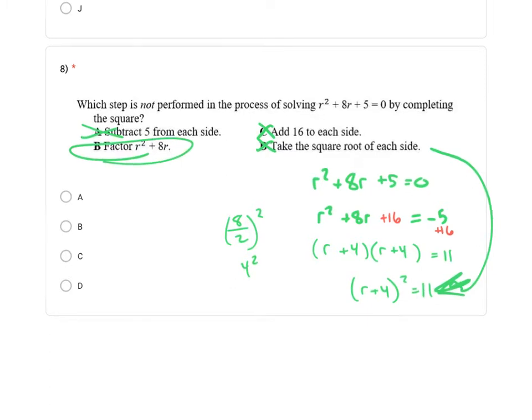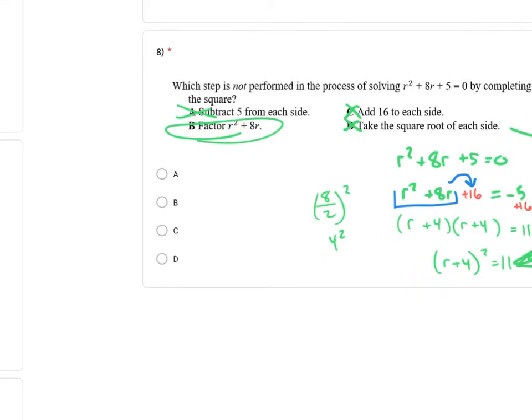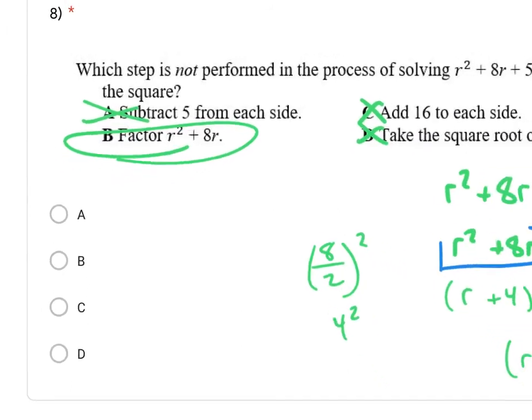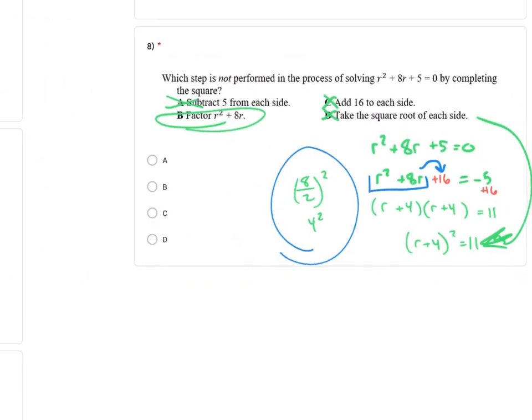We don't factor this right here. We don't factor it because we have to wait to find what that number is first before we factor. So you never just factor a two-term piece when completing the square. You have to use your formula to find that missing number there in red and then factor it.